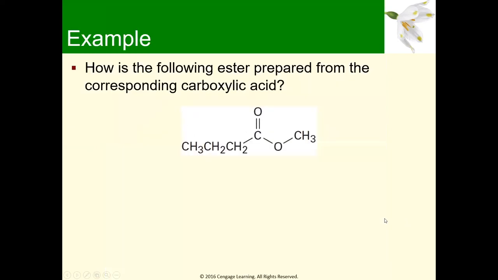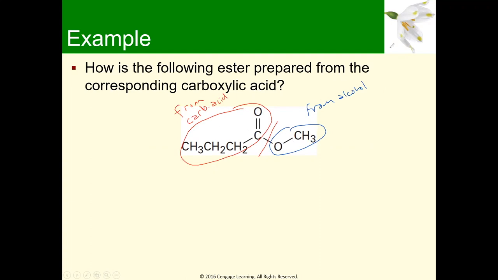All right. So let's do an example. How is the following ester prepared from the corresponding carboxylic acid? So you just have to do a little reverse engineering. Okay, so remember that what you do is you split the molecule like this. The carbonyl part comes from the carboxylic acid. And then this part, I'll change color so that it's a little more distinct, comes from the alcohol, because that's how you generate it through a Fischer esterification. You react a carboxylic acid with an alcohol to get the ester.